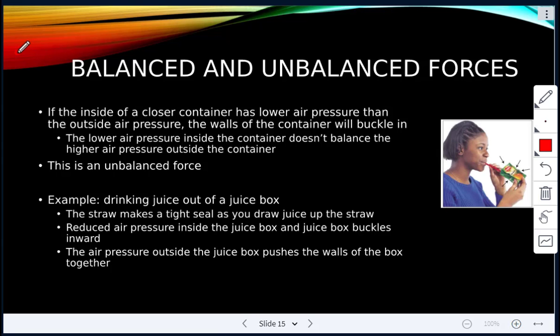Balanced and unbalanced forces. For example, when you drink out of a juice box, you may have noticed how the box kind of collapses. What's happening is if the inside of a closed container has lower air pressure than the outside air pressure, the walls of the container will buckle inwards. They buckle in because the lower air pressure inside the container doesn't balance the higher air pressure on the outside of the container. And that's called an unbalanced force.